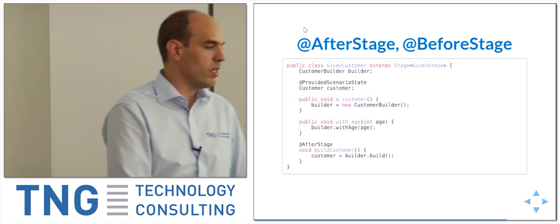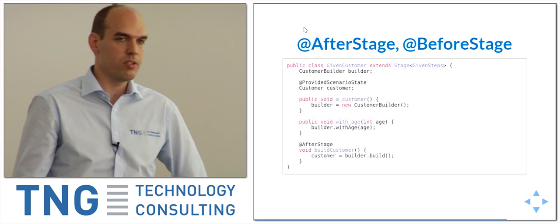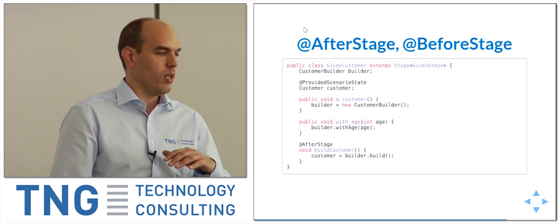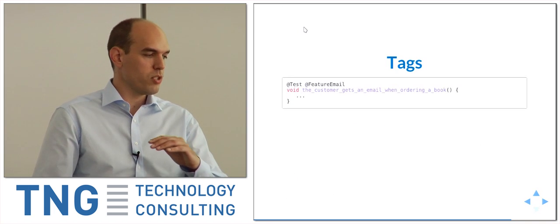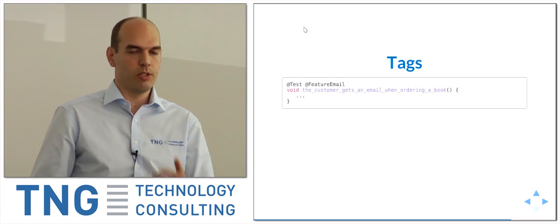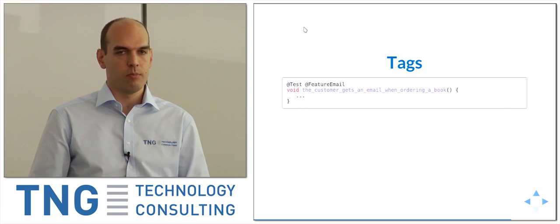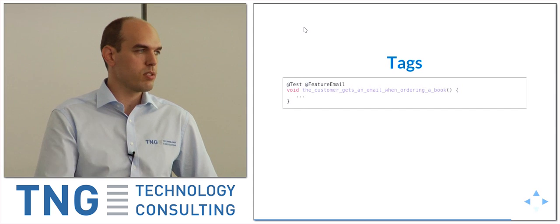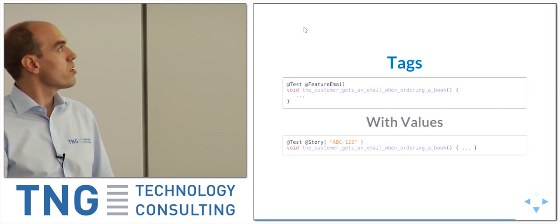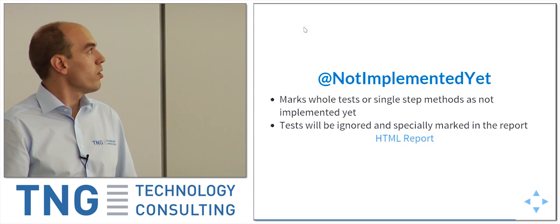There is a not implemented yet annotation, which you can put on scenarios when you want to write the scenarios beforehand, and you know that they are not finished yet. Then they will already appear in the report, but they will not be really executed. But you see already in the report, there are still 10 scenarios which have to be implemented, for example, which is sometimes nice.